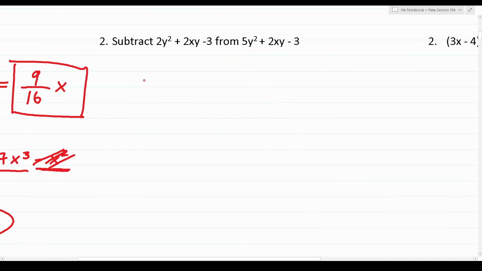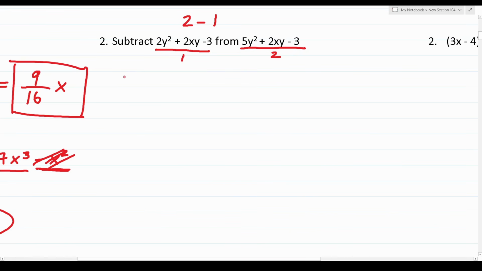Generally, people have no problems adding polynomials. That said, a lot of people struggle when they have to subtract two polynomials. And let me show you why. Again, number 2 says, subtract 2y squared plus 2xy minus 3 from 5y squared plus 2xy minus 3. Again, here's one of our polynomials, and here's another one of our polynomials. So in essence, we're subtracting this polynomial from this polynomial, which looks like this, 2 minus 1, okay?